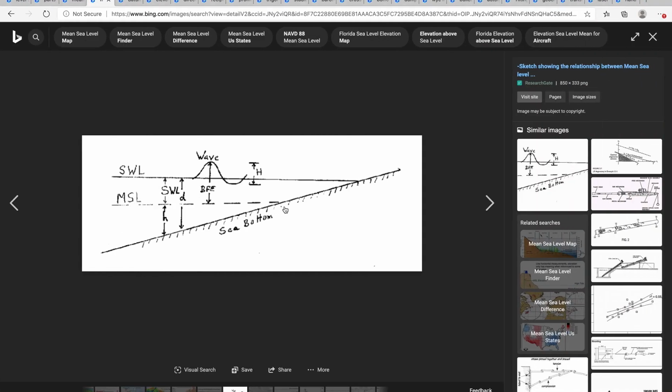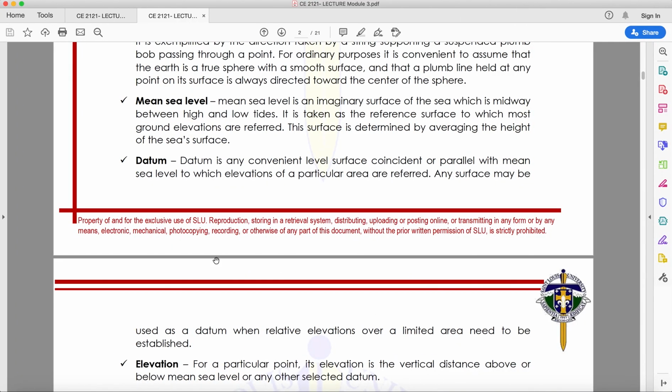So, for most surveys, in order to locate locations or define areas, the mean sea level is the reference datum. But if we are only surveying a short span of area, then we can allocate a certain datum. And that datum will be our basis, especially when the space is limited.